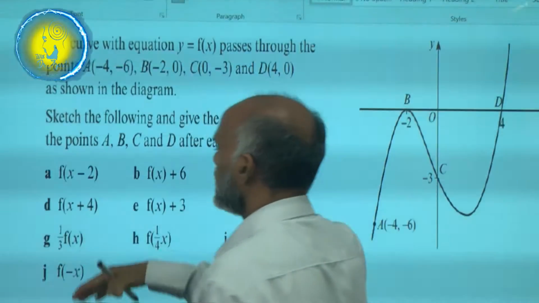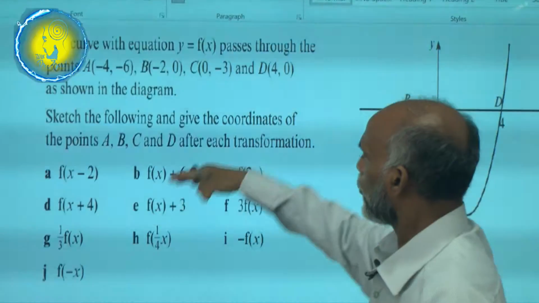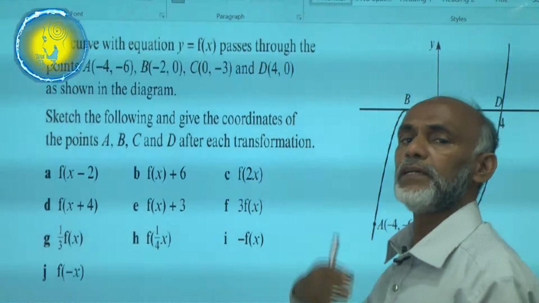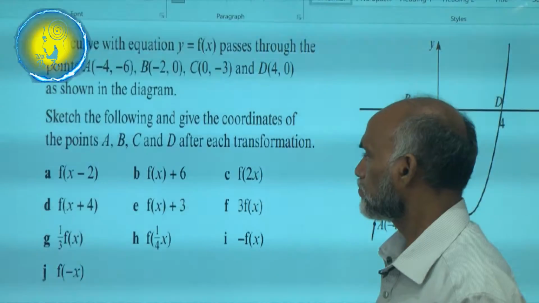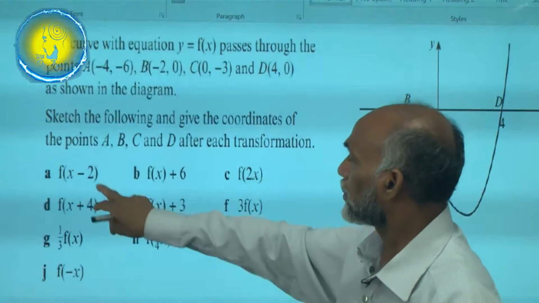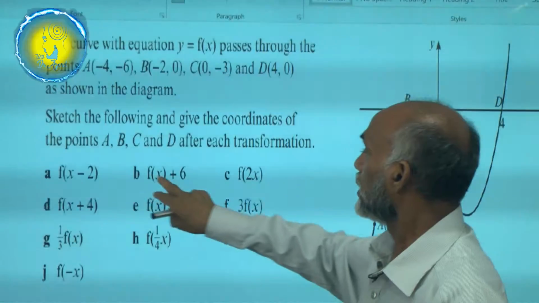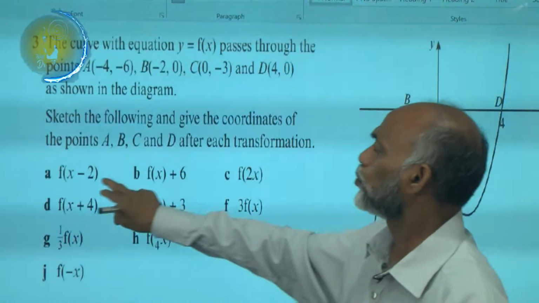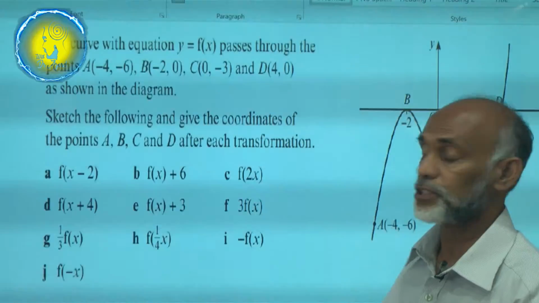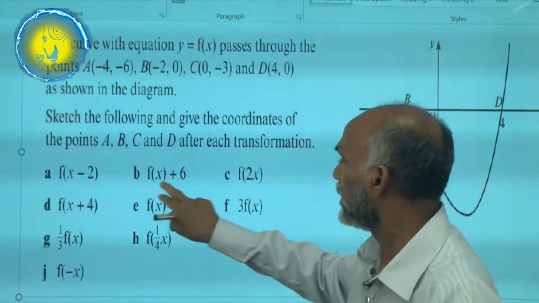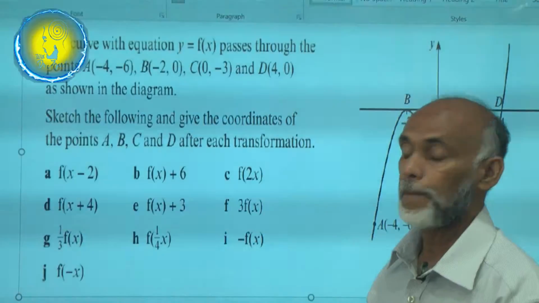We can apply these transformations and see how the curve gets transformed. Here you can see, in the case of A, we are subtracting. In the case of B, we are adding. So definitely these two are translations. This is not a stretch. Here we are subtracting inside, here we add outside.